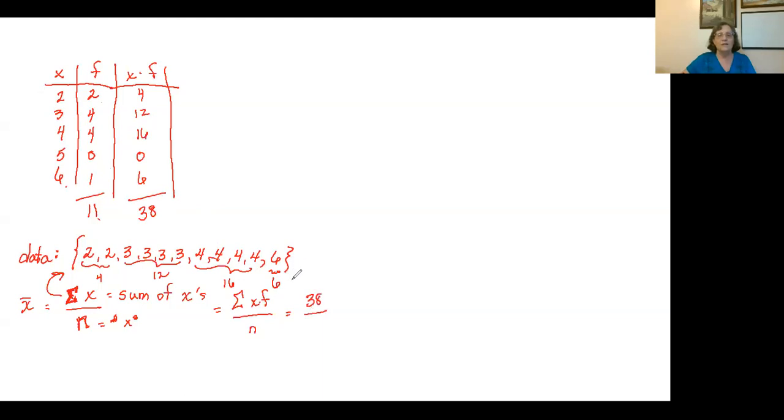Notice this also adds up to 38 divided by 11, which comes out to 3.4545445, which we'll round off to 3.45. So this is our mean.